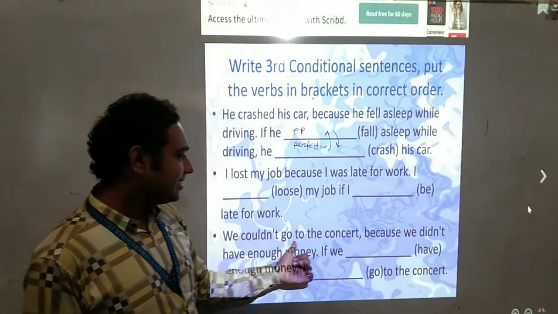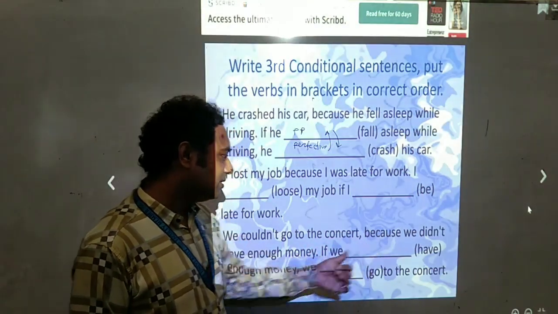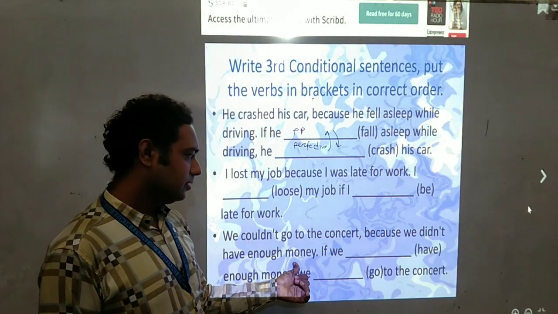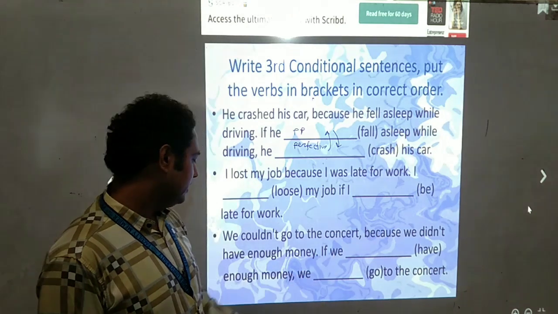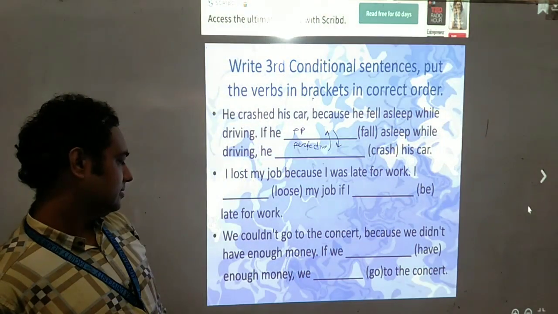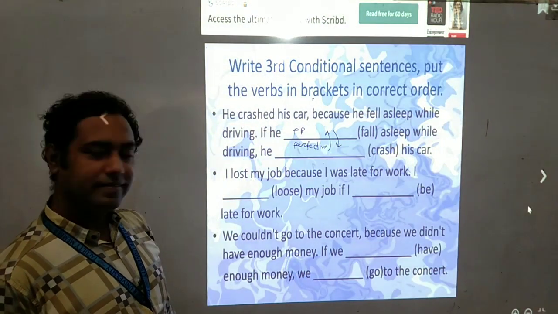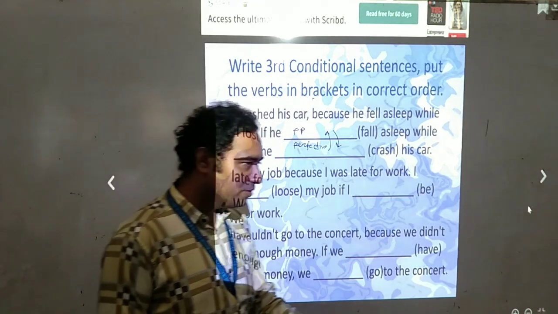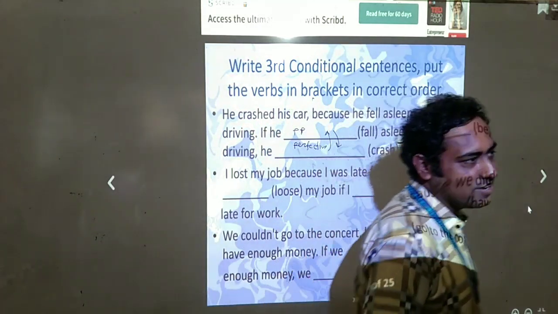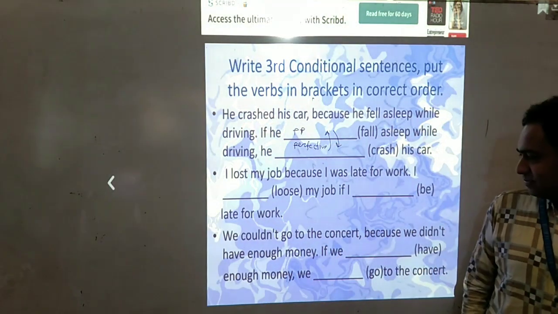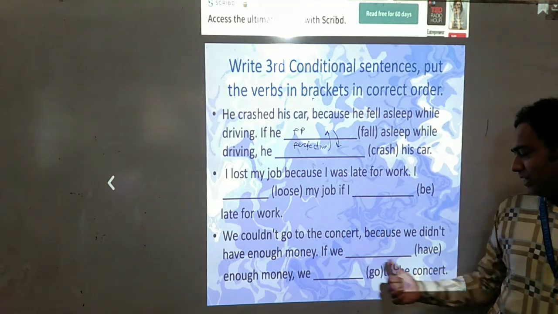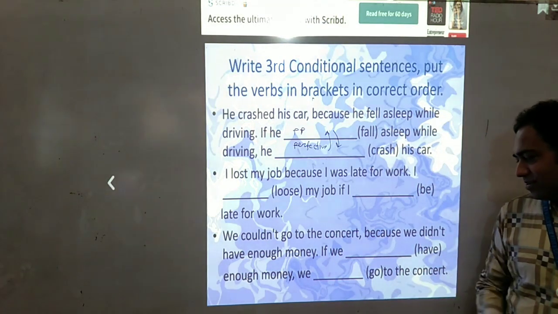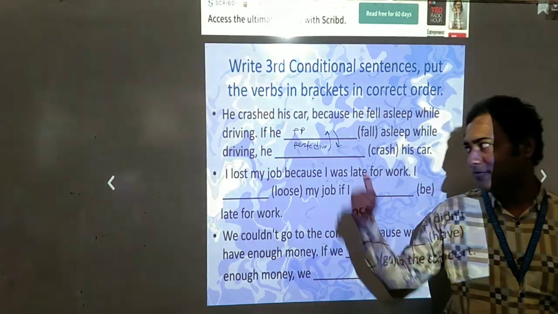We couldn't go to the concert because we didn't have enough money. If we... let's make it. This was the question for Dhaka University admission test. If we have enough money, we had enough money. Wrong. PP formula.